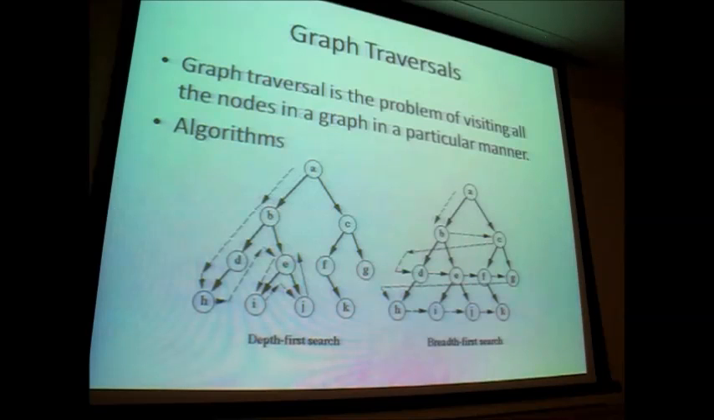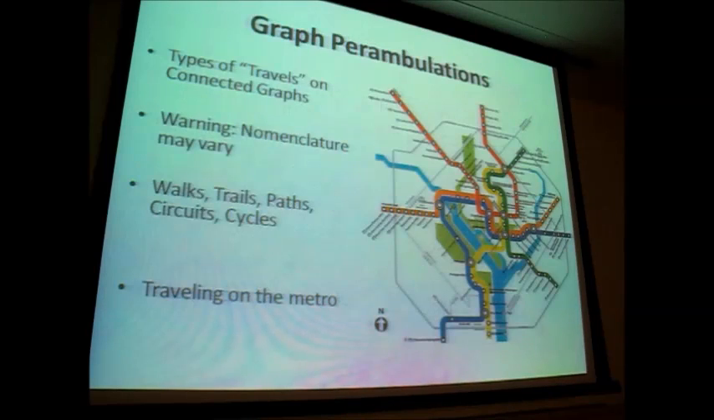I threw this slide in here because we're going to look at a bunch of ideas that relate to traversals, and I wanted to draw this distinction. On that note, I didn't know what to call this, so I'm calling them graph perambulations, which I kind of like as a word. They are really this idea of walks, trails, paths, circuits, and cycles, which we'll look at. I've seen variations on the nomenclature. I think my nomenclature here matches what Wikipedia has, so it must be correct.